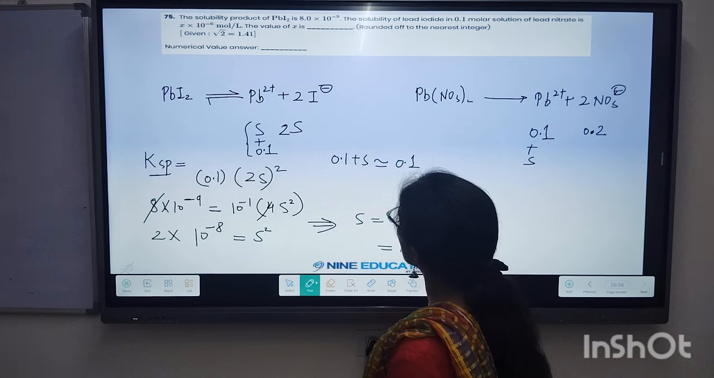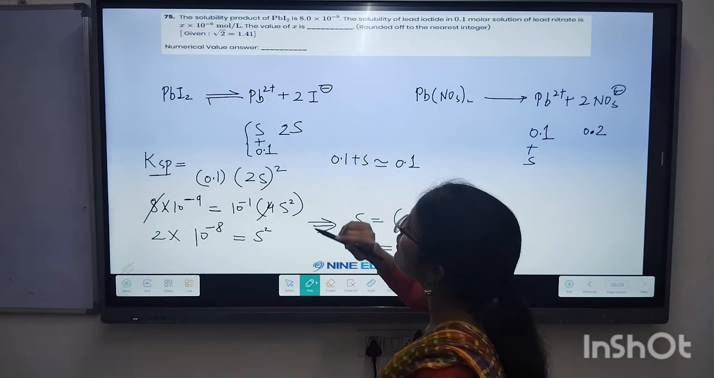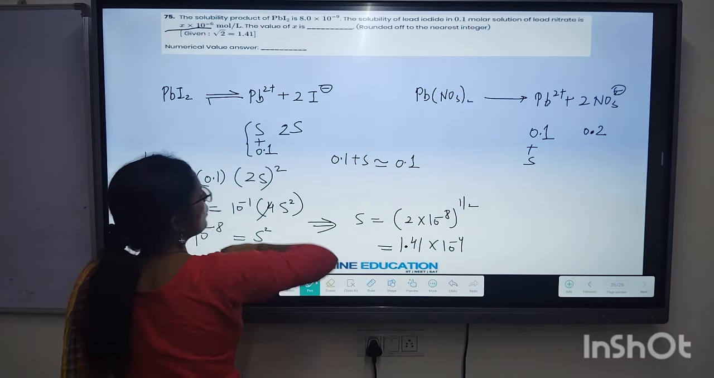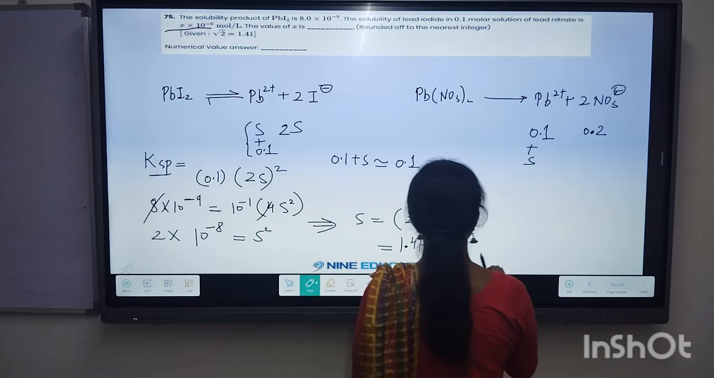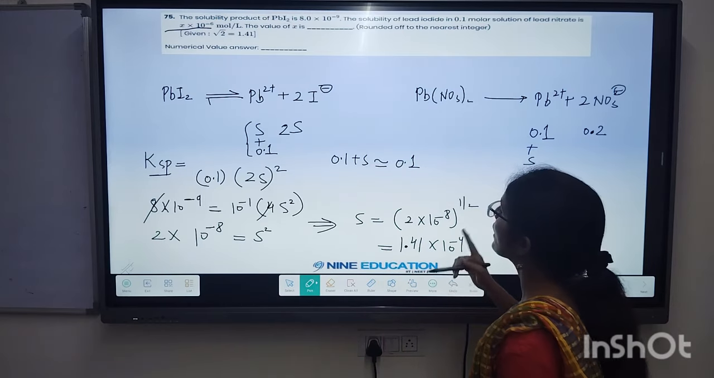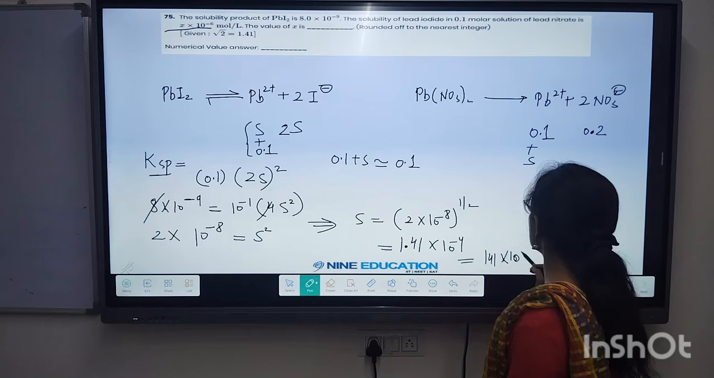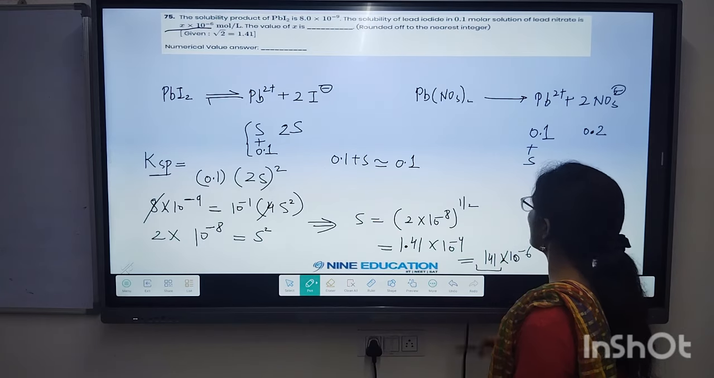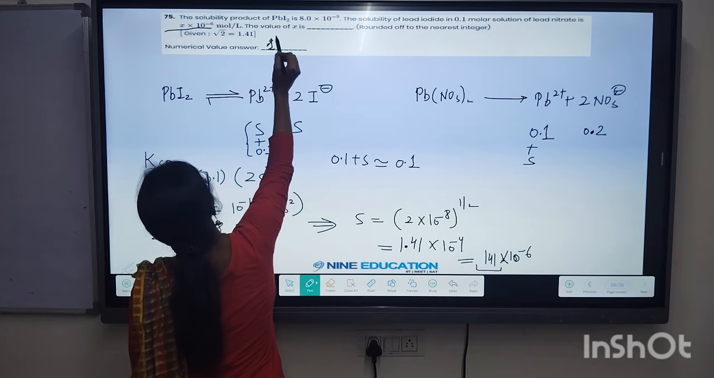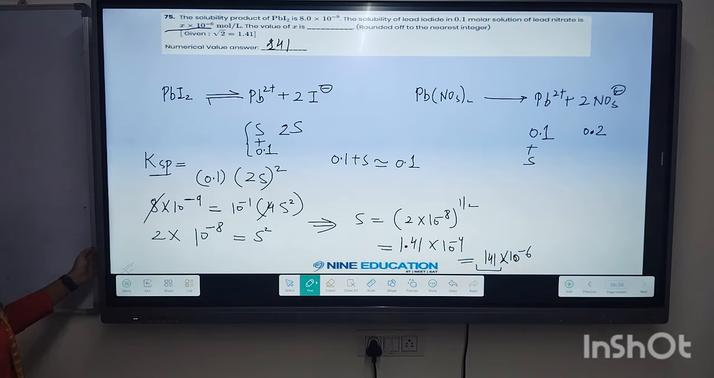Okay. Now they are asking us to give solubility in a specific expression, which is X into 10 raised to power minus 6. So if I convert this into the same expression, we will get 141 into 10 raised to power minus 6. So the X value will be 141. This would be the answer.